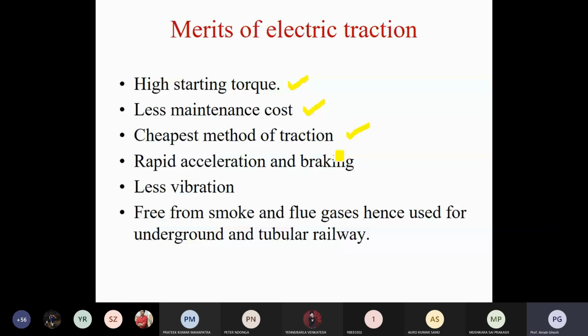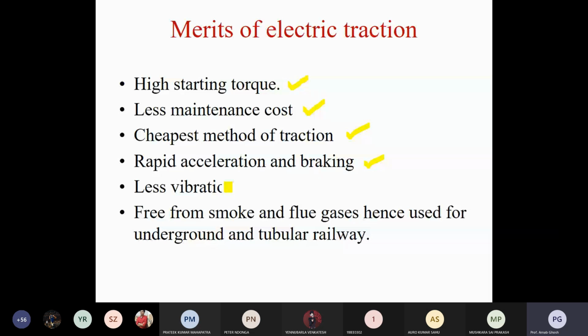The controlling structure is related to electrical engineering, so it has the cheapest method of traction. Then rapid acceleration and braking: you know which type of braking we are using, and what the methods of acceleration are. Rapid acceleration means how fast it will reach the steady state value. The braking method is also important.